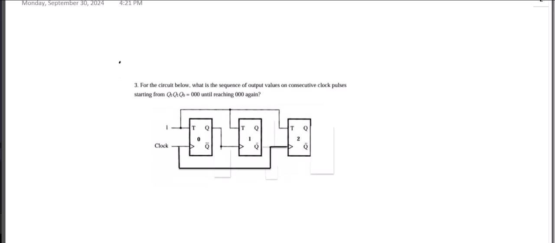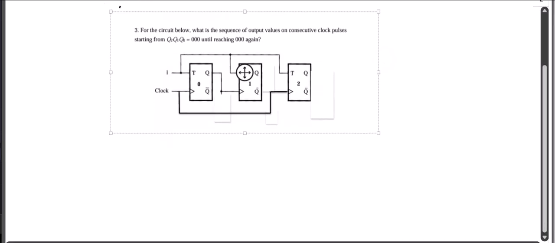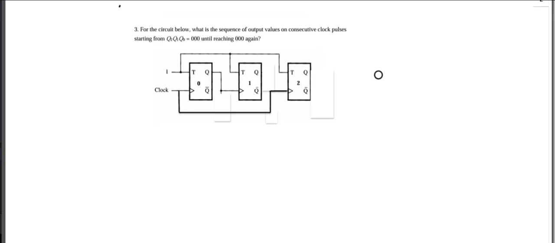So for the circuit below, this is the problem. I'm going to change it up a little bit, but we'll do something like it. From the circuit below, what is the sequence of output values on consecutive clock pulses starting from Q2, Q1, Q0 equals 0, 0, 0 until reaching 0, 0, 0 again? I'm going to change this up a little bit so we don't have exactly the same circuit, but it'll have the same ideas.